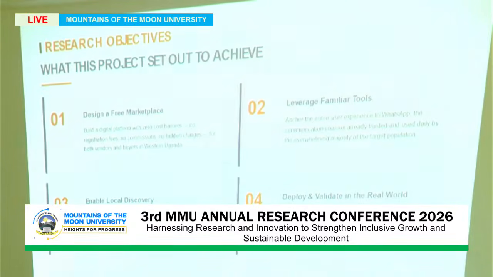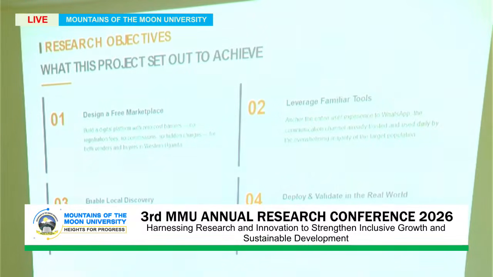So we are going to look at the research objectives of this project. What does this project set out to achieve? First of all, to design a free marketplace. We built a digital platform with zero cost barriers, no registration fees, no commission, and no hidden charges for both vendors and buyers in Western Uganda. Number two, leverage frontier tools. We anchored the entire user experience to WhatsApp, the communication channel that is already trusted and used by the overwhelming majority of the target population.